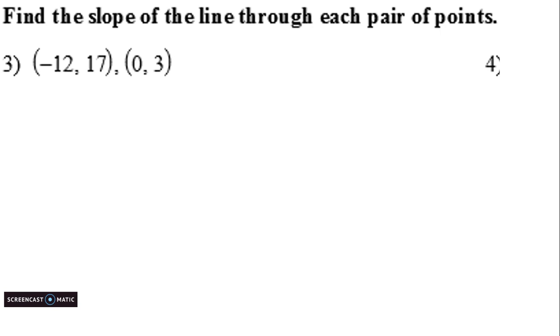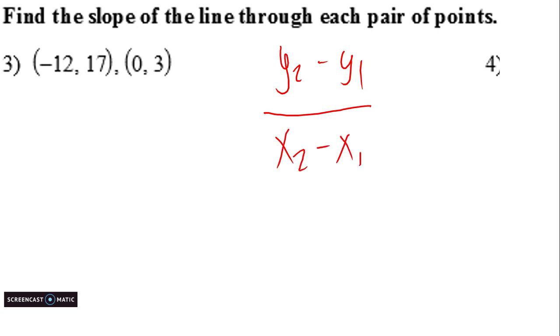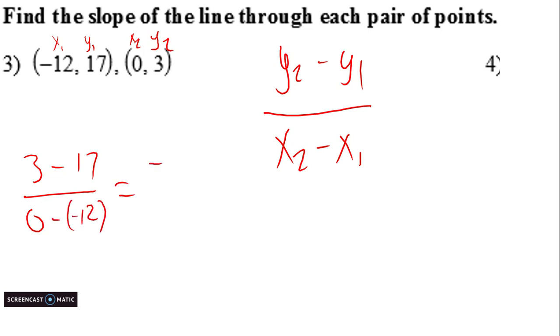All right, the formula that we used for this was y2 minus y1 over x2 minus x1. And so we can make this x1, y1, and we can make this x2, y2. And we could use the formula. We could go 3 minus 17 over 0 minus negative 12. That's going to give us negative 14, positive 12, negative 7 over 2. So M equals negative 7 over 2.